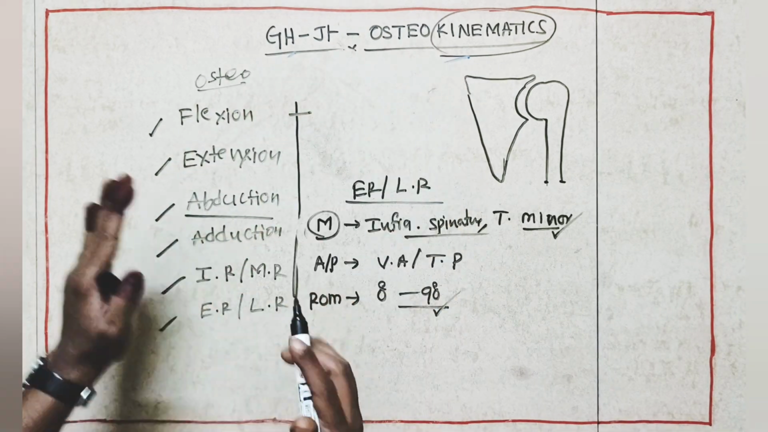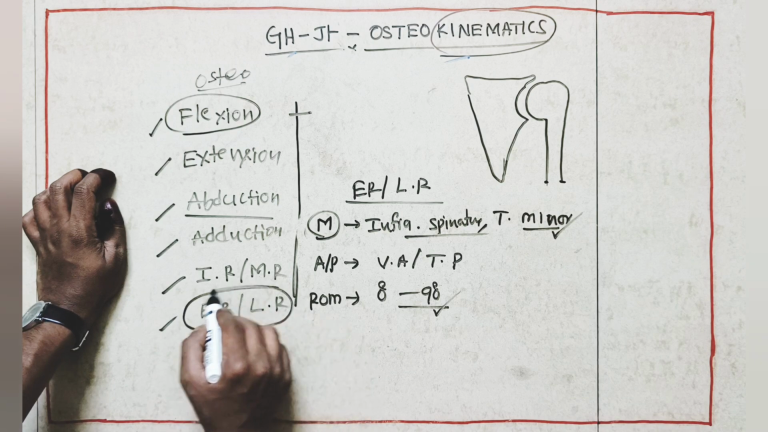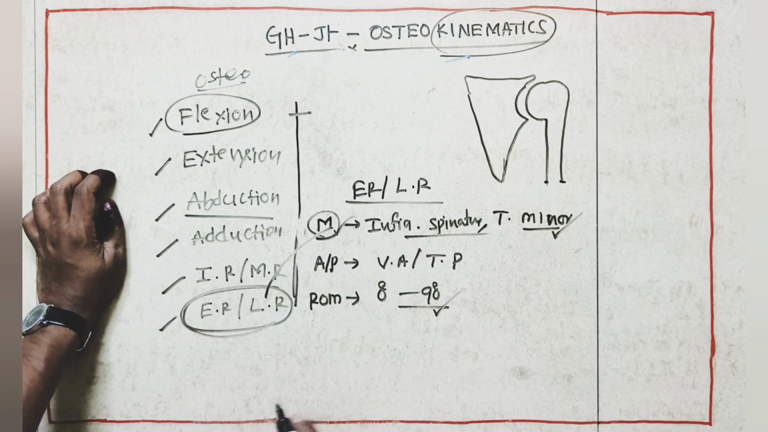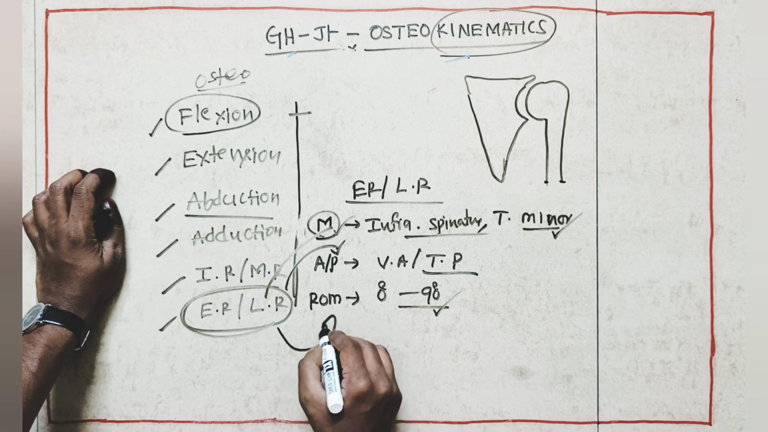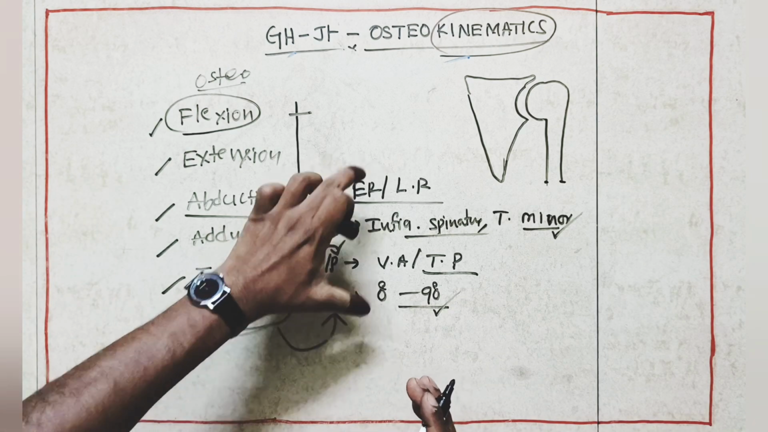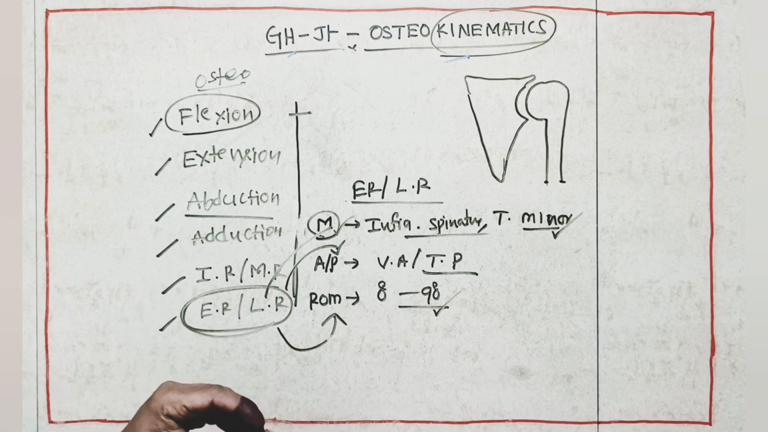In osteokinematics, we tell what the movement is. Suppose we take external rotation, one movement. Which muscles are responsible for that movement? Which axis is the movement happening in? Which plane is the movement happening in? What is the normal range of movement? This is about osteokinematics. Next topic, we'll see arthrokinematics. Clear?